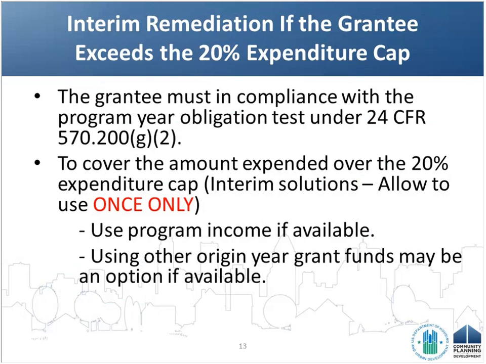Just to remind you, HUD only allows you to remediate once. So if you violated in the second year, HUD will not allow you to remediate that. The only solution for second-year non-compliance is to repay the funds. However, for the first time, the grantee is allowed to use those remediation solutions.